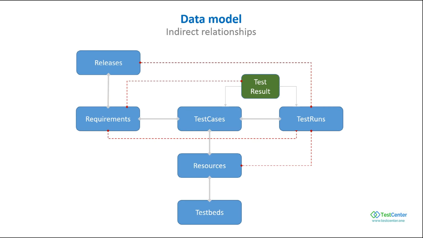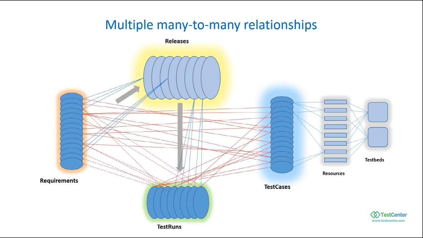Based on the direct relationships, we can have information about how data entities indirectly relate to each other, and that is something that we use TestCenter for. In an actual project, you might have many requirements and many test cases and several releases that you want to verify in many different test runs. So you see that the overall picture of information related to testing can be quite complex.